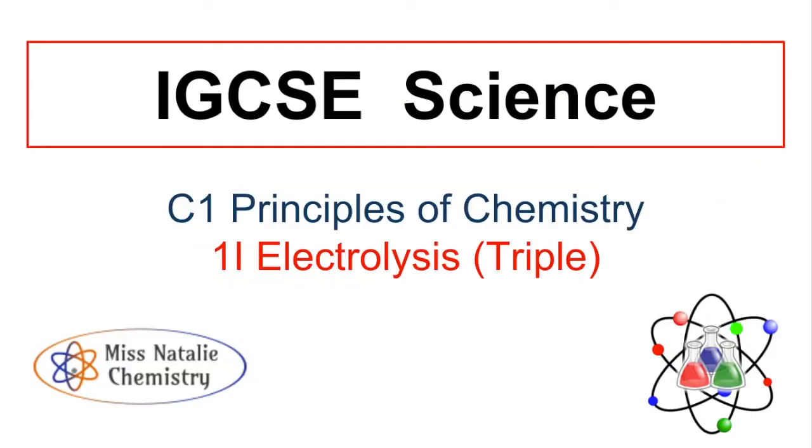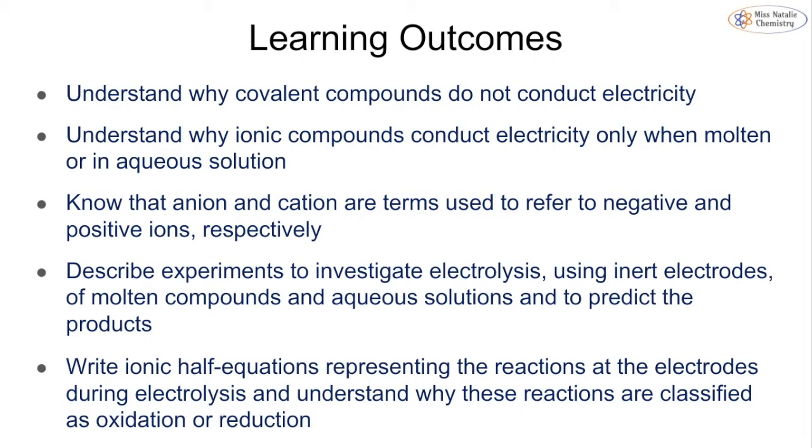In this video, we're going to be looking at topic 1I, electrolysis, and this is the last part of Unit 1 for the triple chemistry content as part of the IGCSE course from Edexcel. So we're going to be linking what we already know about covalent and ionic compounds in terms of their electricity, and this will link back to your bonding topics.